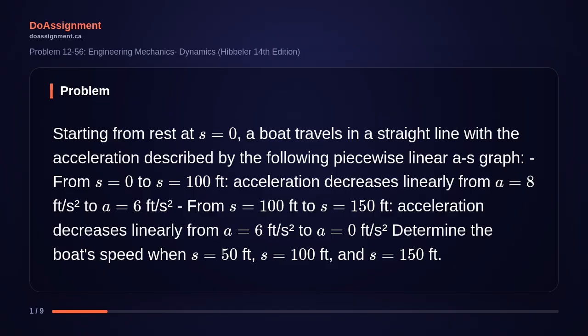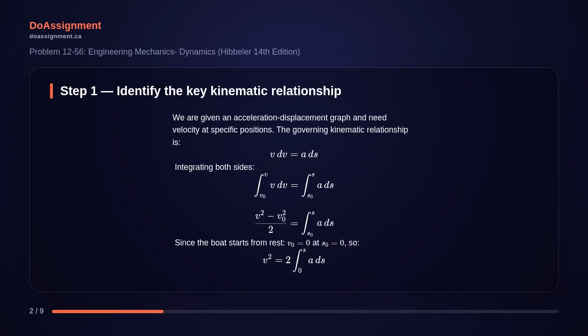Now let us work through the solution step by step. We use the kinematic relationship v dv equals a ds. This comes from the chain rule applied to acceleration. Integrating both sides gives v squared equals twice the integral of acceleration with respect to displacement. Because the boat starts from rest, the initial velocity is 0.